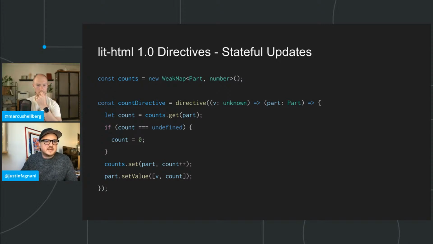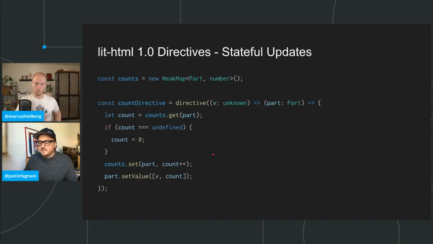So here's an example of a counter directive. This is going to render basically whatever content you pass to it, plus how many times it's been rendered, how many updates you've had. And in order to keep this state of how many updates you've had, in Lit 1, you basically have to keep a weak map around and key your state off of the part that comes in, get the state from the weak map and initialize it if it wasn't there, and then update it if you need to, and then finally you can return the value here.